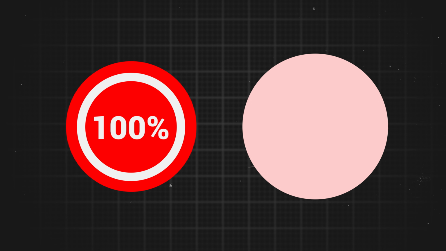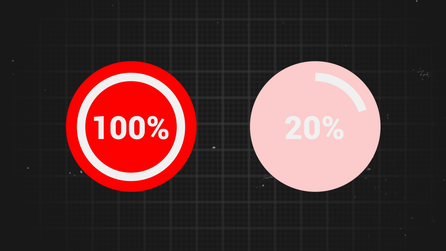So for example, on the left is 100% red, and it's very difficult to look at. But if you tone down that saturation to around 20%, it almost becomes pink. I haven't changed the hue, just the saturation, and it can give you completely different results.